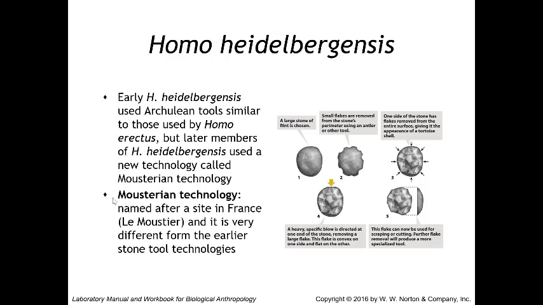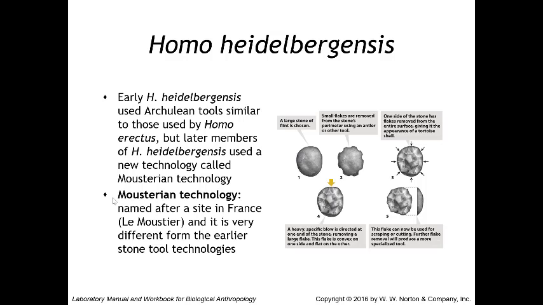This is a tool technology that is well known, and for a very, very long time was just known to be used by Homo neanderthalensis, but now we see that they actually use it. So early Homo heidelbergensis used Acheulean tools, similar to those used by Homo erectus, but later members of Homo heidelbergensis used a new tool technology, and this is called Mousterian technology.